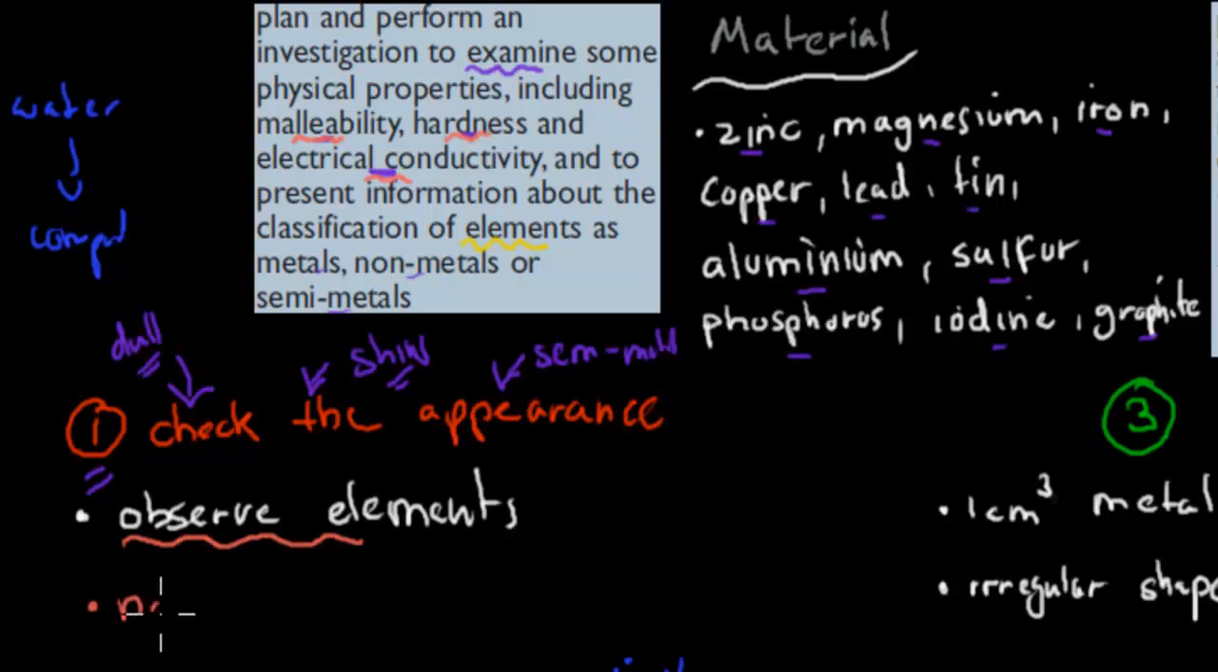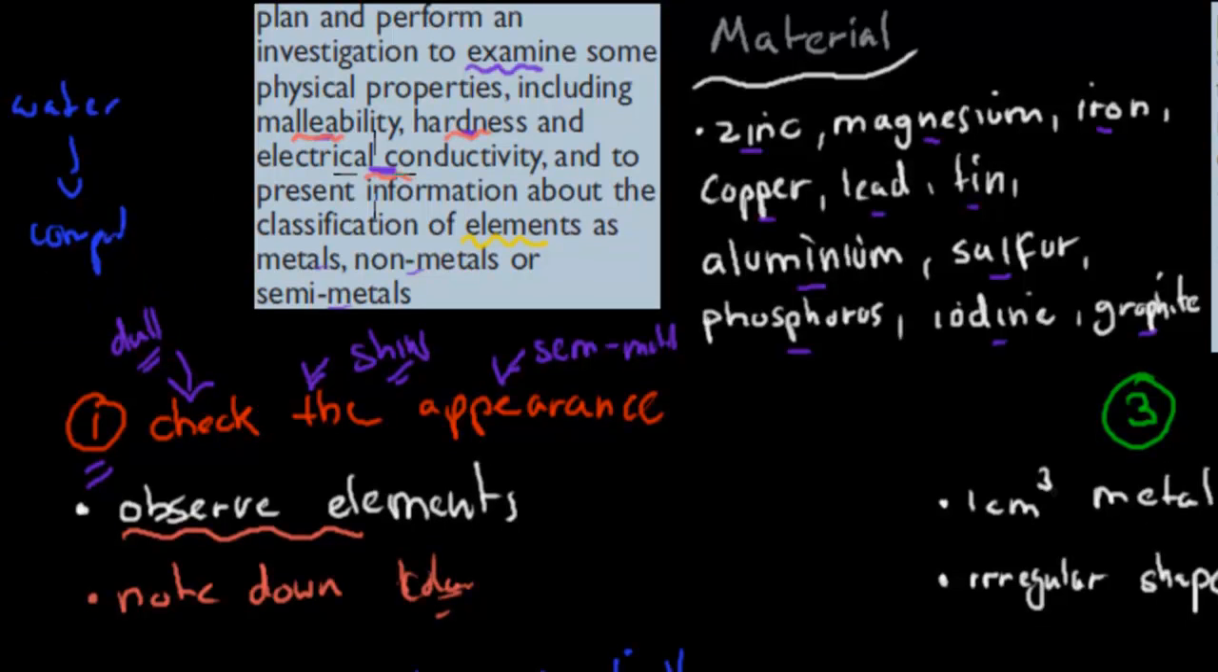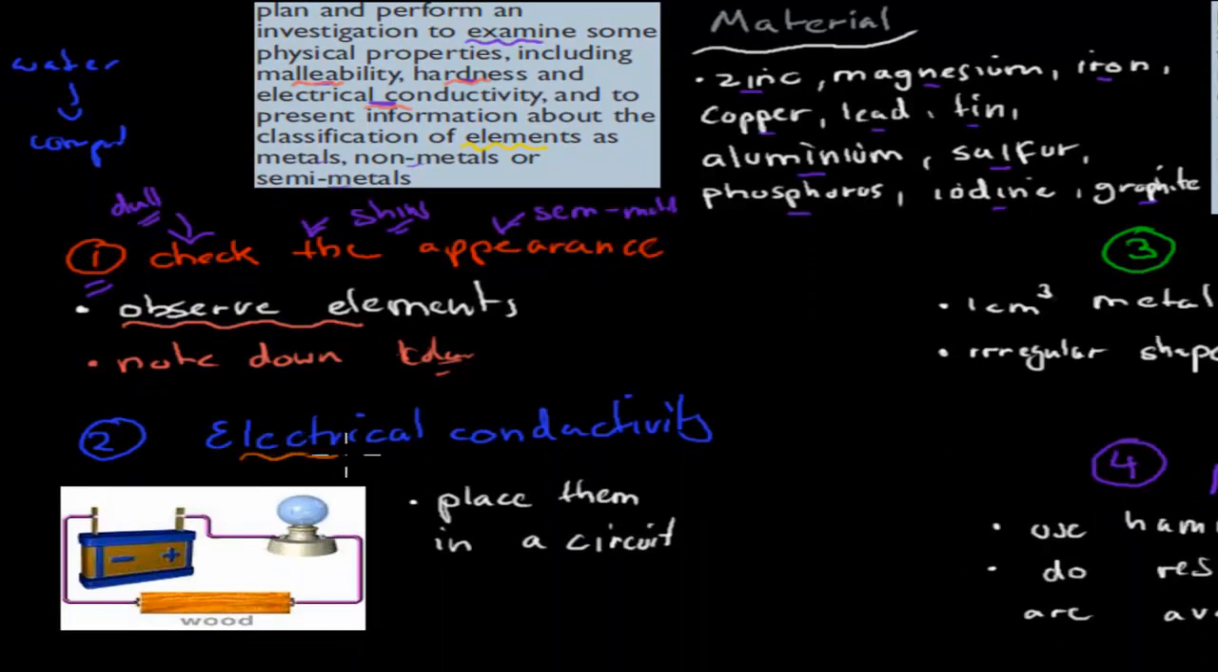So you're going to note down the color and appearance, because that's the physical appearance. And this physical appearance can be used to determine if it's a non-metal or semi-metal or metal itself. Then it says we need to also check the electrical conductivity. And how can you do that?